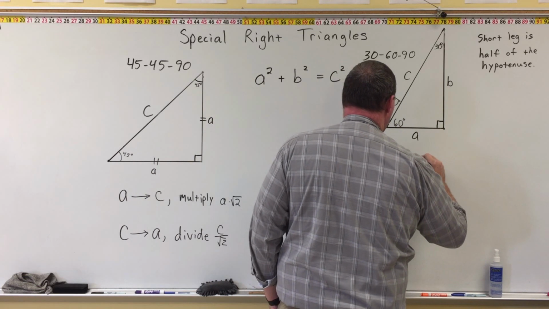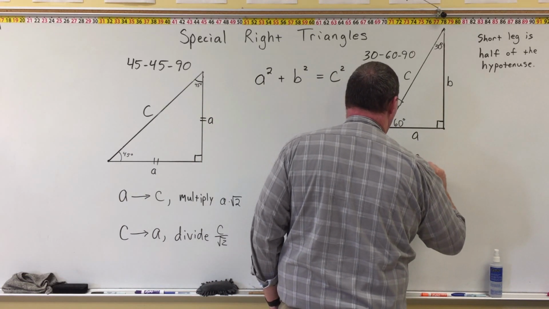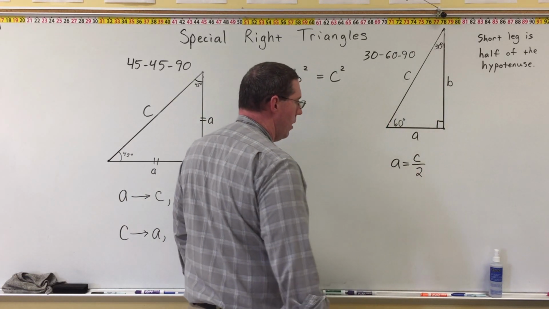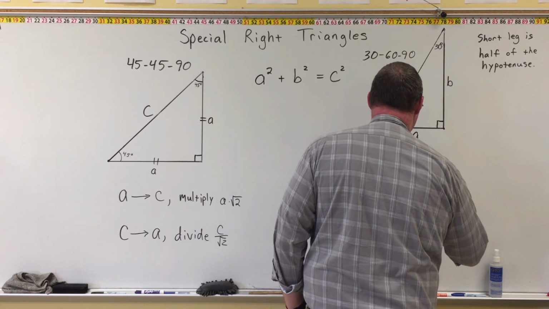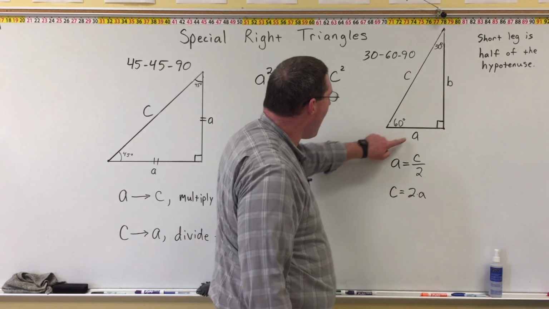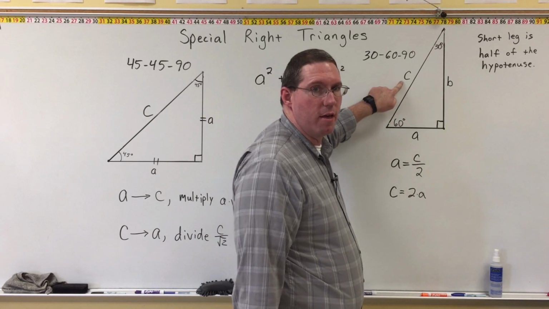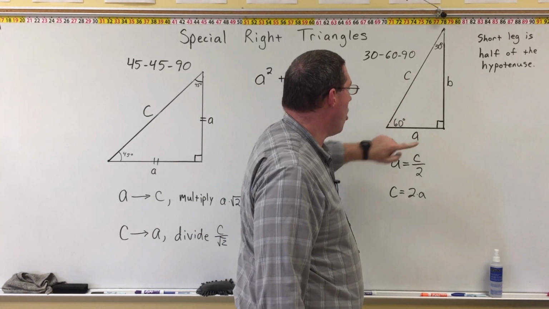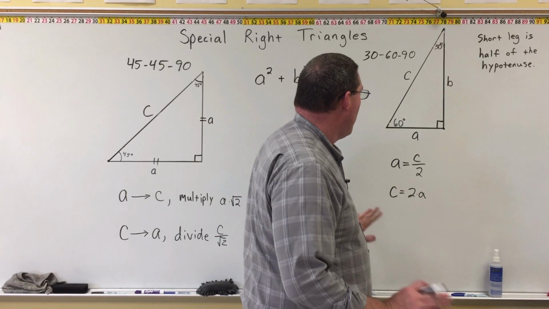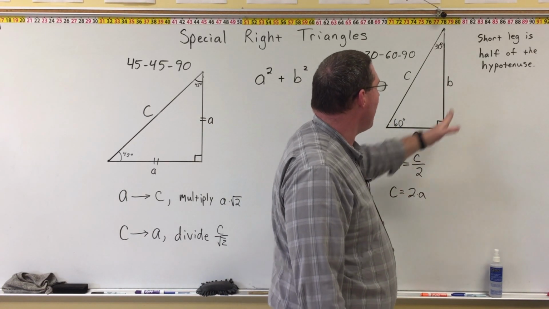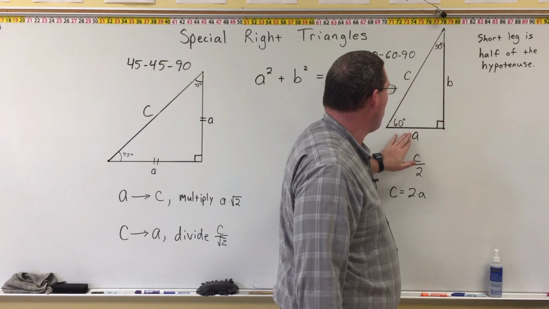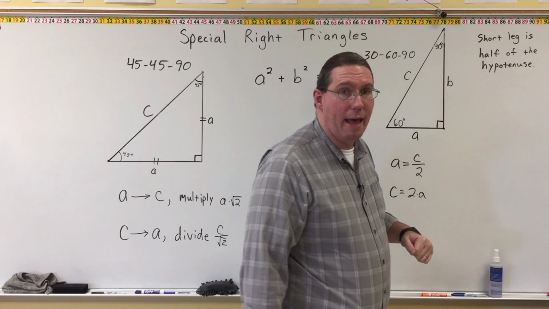So what we can say here is that A is always equal to C divided by 2, every time. By the way, C is always equal to 2 times A. So if you know A, you automatically know C. And if you know C, you automatically know A. So those are no big deal. What we really want to understand now is how do we get to B? If we know C or we know A, how are we going to get B?